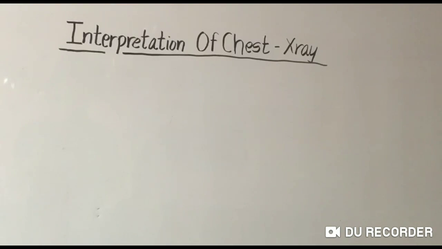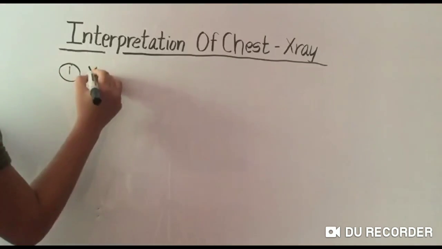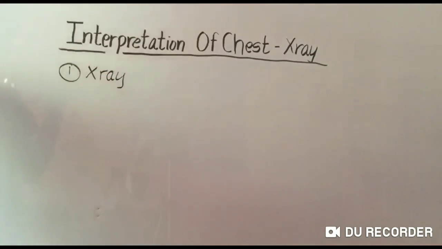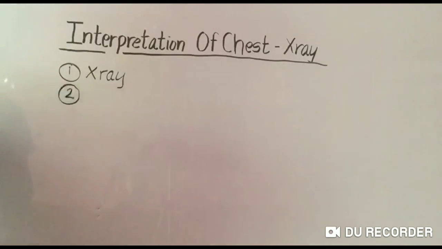Today we will discuss the interpretation of chest X-ray, basic interpretation. X-rays are a type of radiation called electromagnetic waves. In this lecture we will study about X-ray, what is X-ray, and which parts we can see in the X-ray, about their colors, black, grey or white.